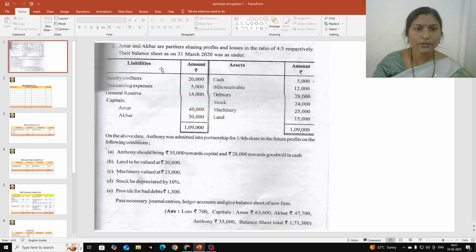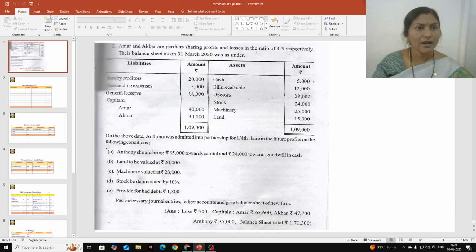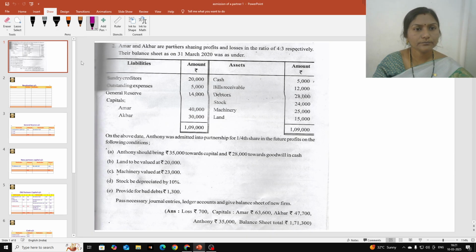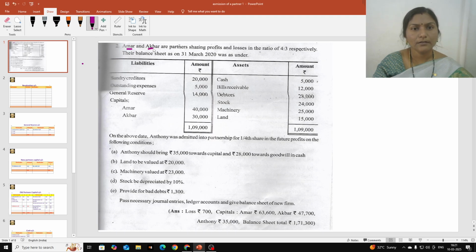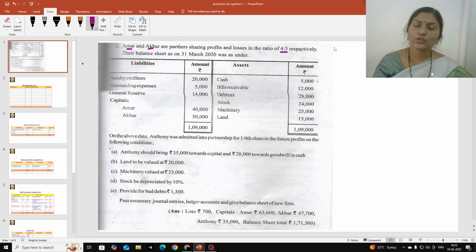If you look into the question, Amar and Akbar, two partners are there. They are doing partnership business, and they are sharing profits and losses in the ratio of 4:3. That ratio is very important because whenever we want to distribute anything for old partners, we have to distribute in that ratio. Here it is 4:3, so total is 7, 4 plus 3. For the first person we are going to give 4/7, and for the second one we are going to distribute as 3/7.